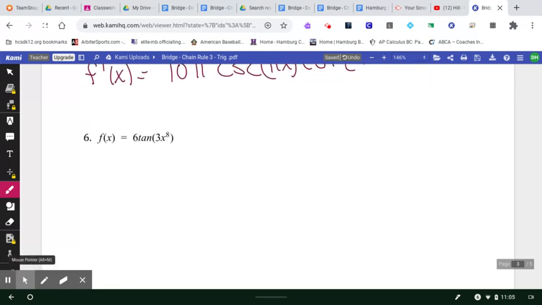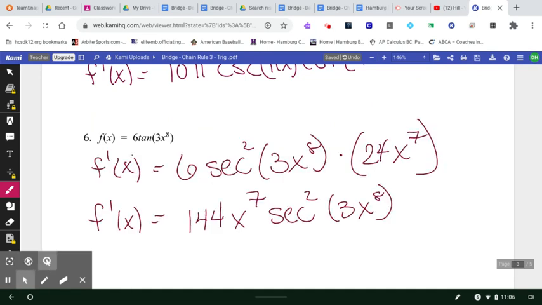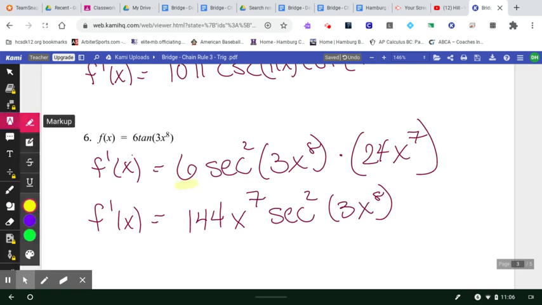Likewise, try number 6 on your own. Pause it and see how it goes. So I've got mine worked out here. Again, the coefficient is 6. Tangent is one term squared, so it's secant squared. I know it's not a co because it didn't start with a co. Keep the inside times the derivative of the inside. And then again, I'm just going to pull out the coefficient. 6 times 24 is going to get me 144 x to the 7th, secant squared of 3x to the 8th.